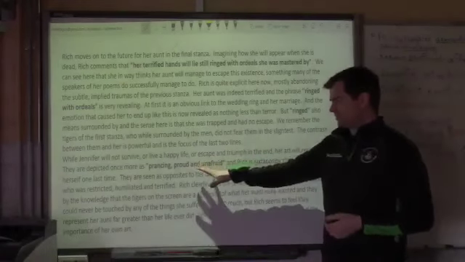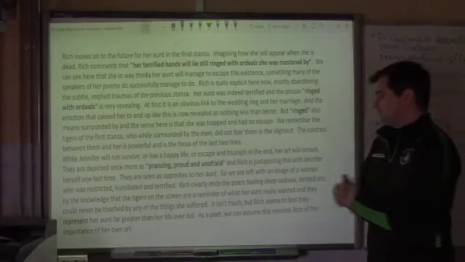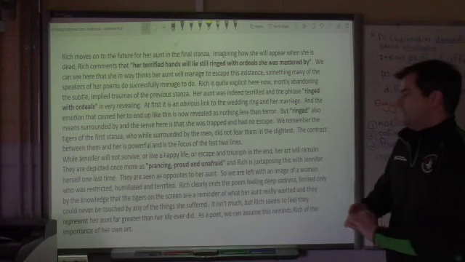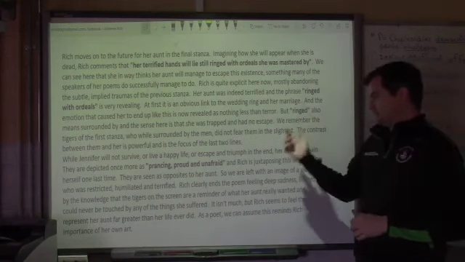They are depicted once more as prancing, proud, and unafraid. And Rich is juxtaposing this with Jennifer herself one last time. They are seen as opposites to her aunt.